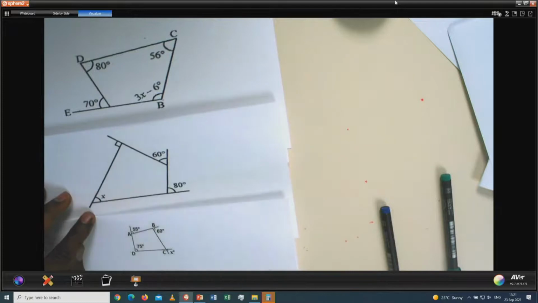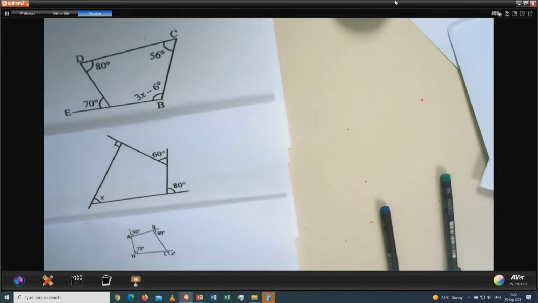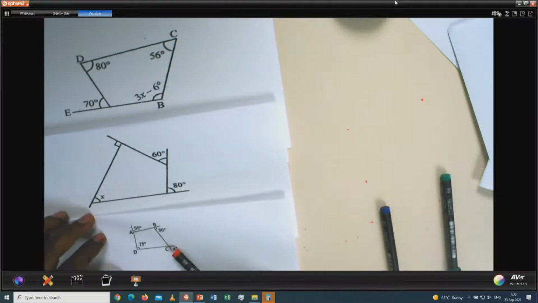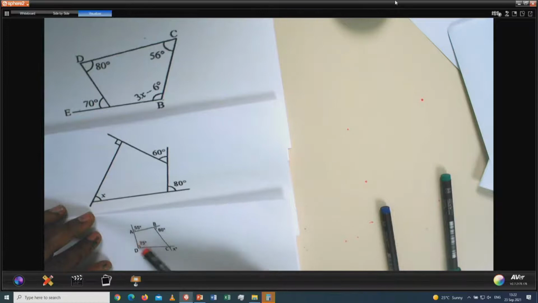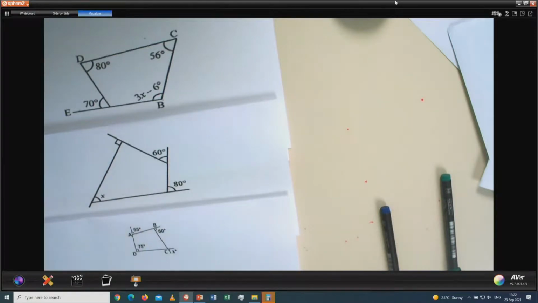Then we can talk about the one inside. Let's look at this one, x. X is outside, but what is the relationship of that x? X is vertically opposite to something, so it's equal to this one. Then we are going to use your quadrilateral to work out all the questions.